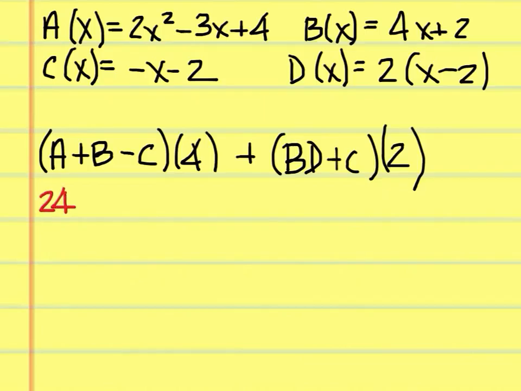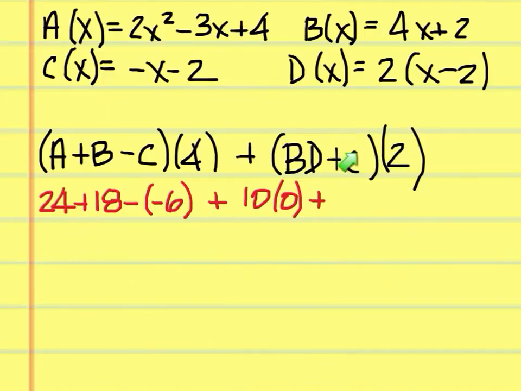And then for the b function, if I put a 4 in for the b function, I have 16 plus 2 is 18. And then for the c function, putting a 4 in there, I would have a negative 6. But remember, that's minus c, so it's minus a negative 6. Now on this side, I'm putting a 2 in for the b function and coming up with 10. And then for the d function, putting a 2 in would give me 0. And then putting a 2 in for the c function would give me a negative 4.